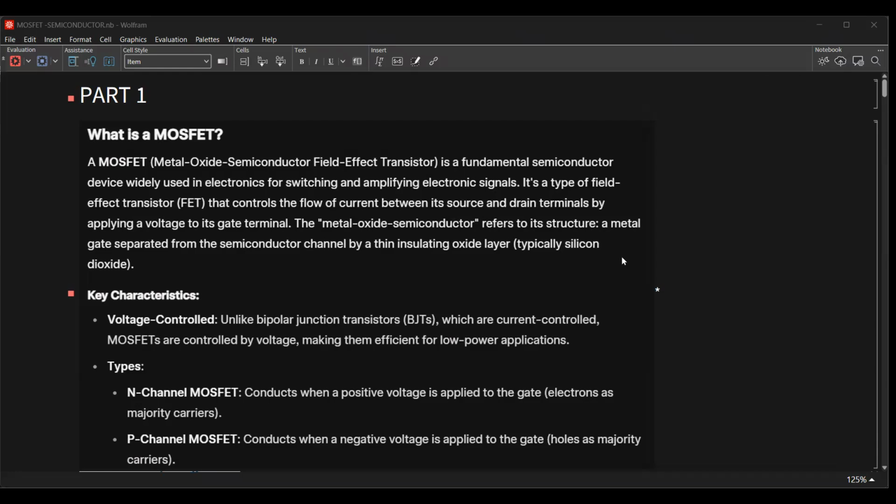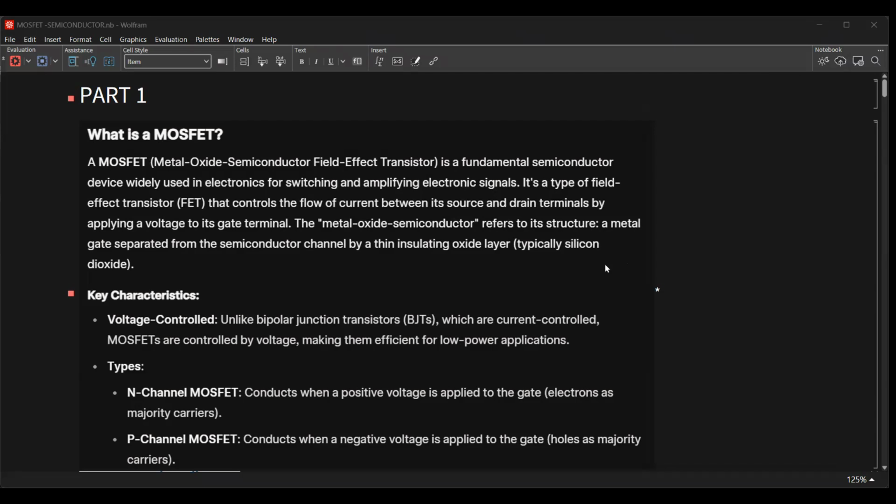Okay, what is a MOSFET? A MOSFET, or a metal oxide semiconductor field effect transistor, is a fundamental semiconductor device widely used in electronics for switching and amplifying electronic signals. It's a type of field effect transistor that controls the flow of current between its source and drain terminals by applying a voltage to its gate terminal.